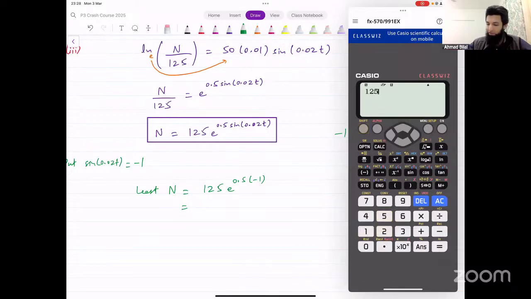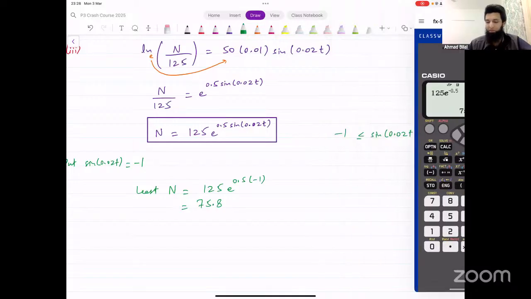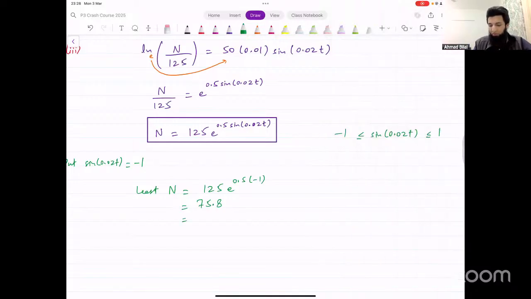125 into e raised to power minus 0.5, and that is 75.8. Since we are talking about the number of insects, that is supposed to be an integer, so we can round it off to 76. This is the least possible value of n that we can have here.